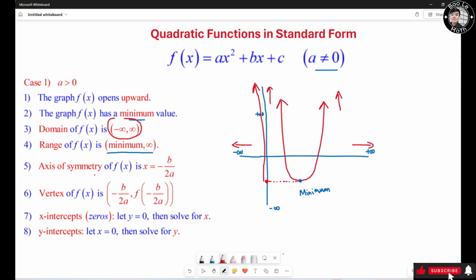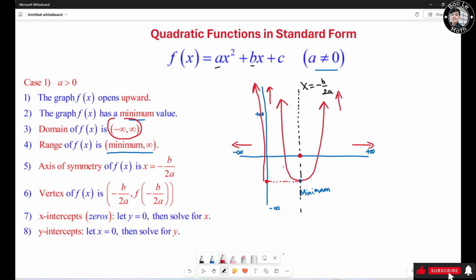The axis of symmetry is the line that splits the graph in half, and the axis of symmetry must pass through the minimum value, right? So this is the axis of symmetry right here. So the equation of the axis of symmetry is going to be x equals negative b over 2a. So this guy is negative b over 2a.